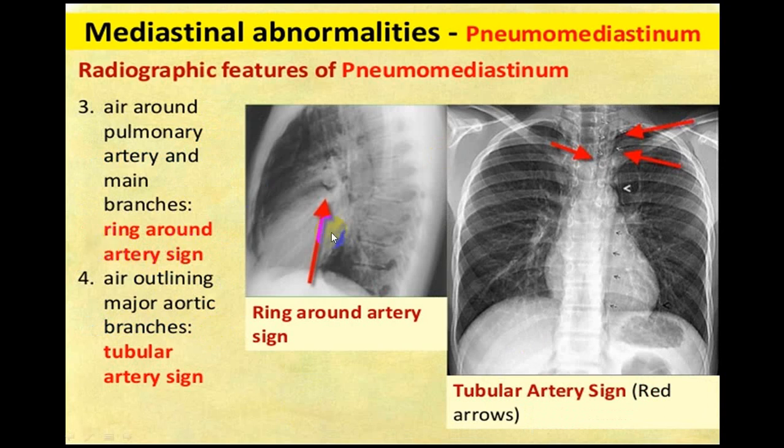You can get a ring around the artery. You can see this is around the artery. You get a black line. That is called ring around the artery, or along the blood vessels. That is the tubular artery sign.